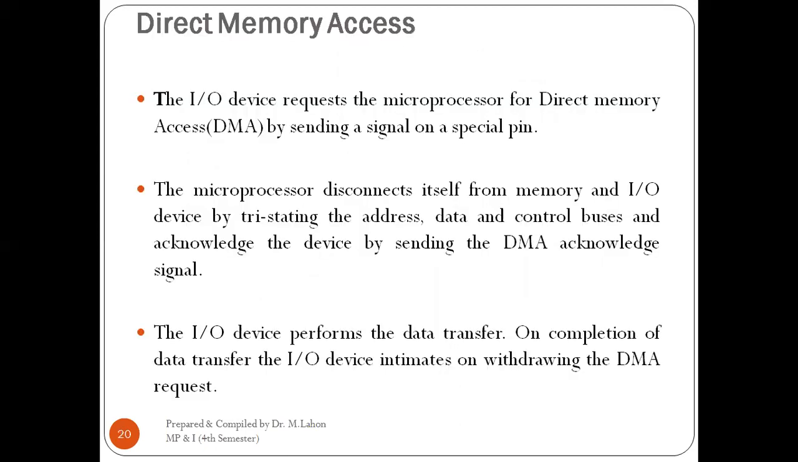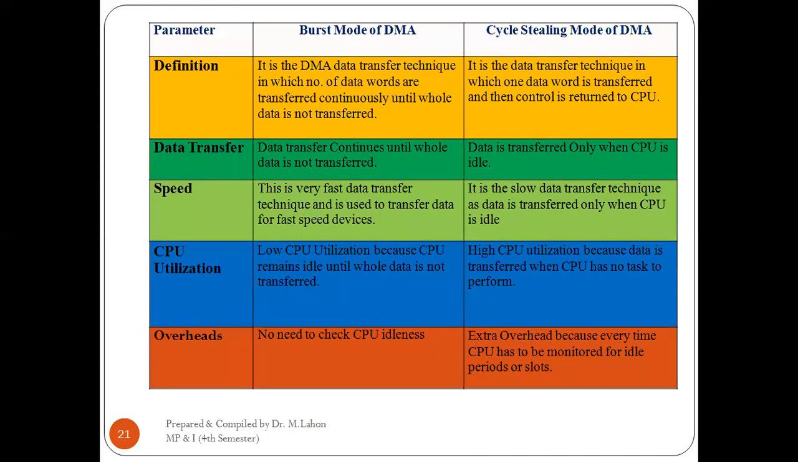So long we have been talking about data transfer schemes which use the CPU. But in case of DMA transfer, the microprocessor is not used. It disconnects itself from memory and I/O device by tri-stating its address, data and control buses. And the transfer takes place with the help of a DMA controller. The DMA controller controls the operation.